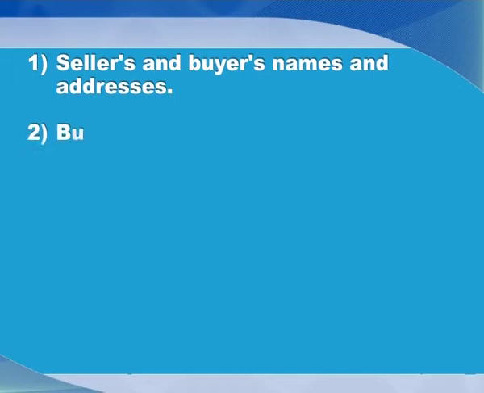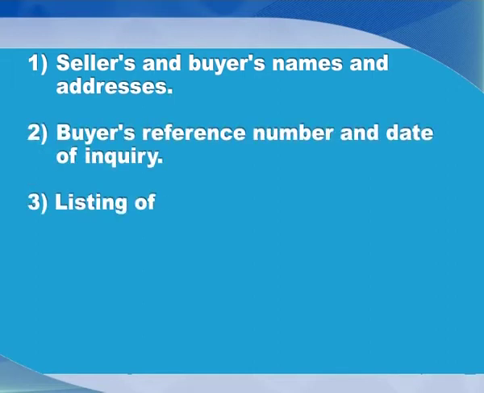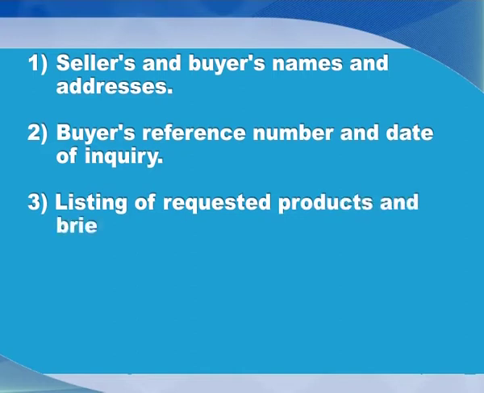Since the foreign buyers may not be familiar with the product, the description of it and overseas quotation usually must be more detailed than in a domestic quotation. The description should include the following 15 points. First, seller's and buyer's name and address. Second, buyer's reference number and date of inquiry. Third, listing of requested products and brief description.